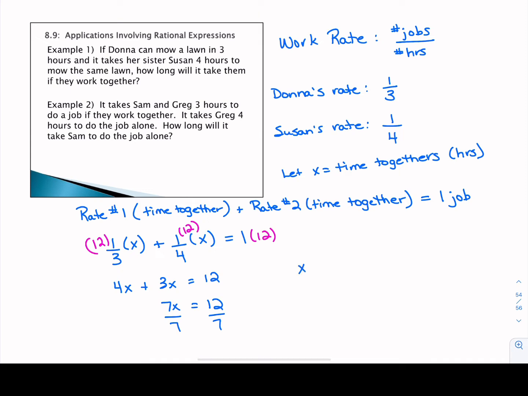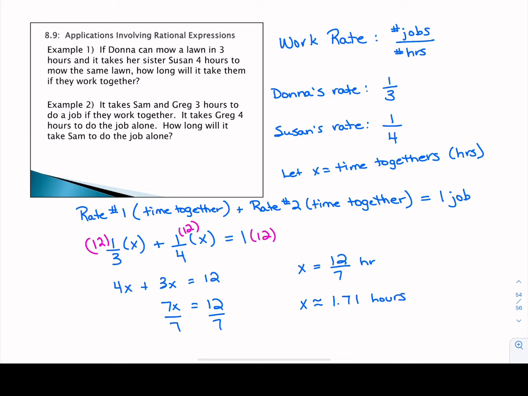So what we get here is x is exactly 12/7, but because this is an application, it's a little bit awkward to say this is 12/7 of an hour. So what we want to do is change this to a decimal number and we'll convert that to hours and minutes. So if we make this a decimal number, we know that x is approximately 1.71 hours.